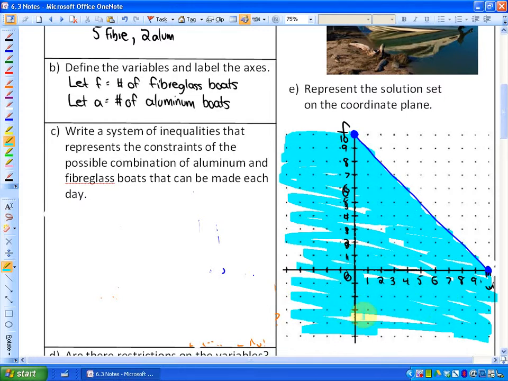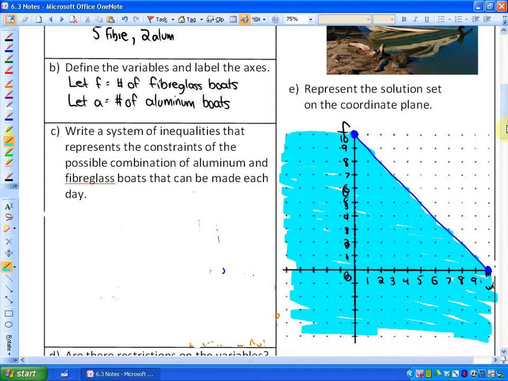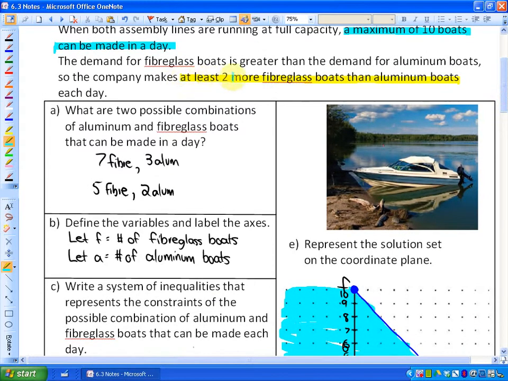Now we've got another set of constraints here. The second set of constraints says, and I'll go up there in 1 second, the second set of constraints says this. It says, there are at least 2 more fiberglass boats than aluminum boats. So if we take that word at least out, we'll have the boundary.